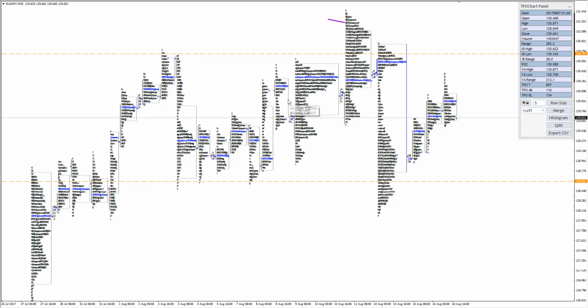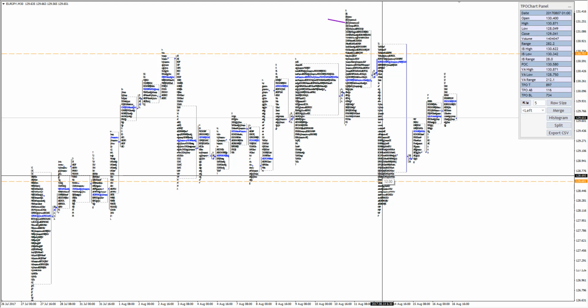So I combine the profile to understand the value, to understand the statistical approach, and then I combine that with regular charts, and if I see any regular pattern on the candlesticks type of chart.